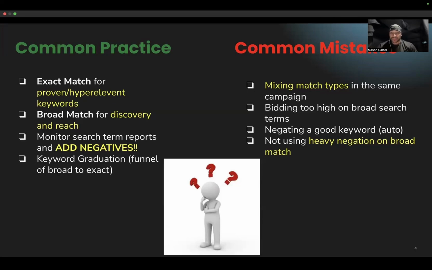If you're not using heavy negation on a broad match or phrase or auto, you're kind of just cheating yourself. You're gonna have a lot of wasted spend. It's not really gonna be profitable. So yeah, use that heavy negation on broad match, go through them search term reports, find what's working, what's not working, and go from there.